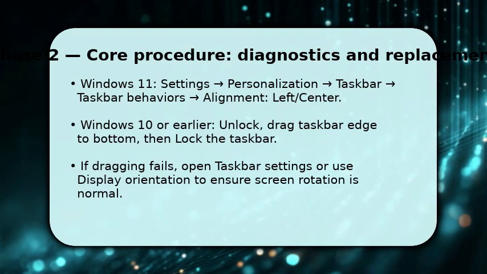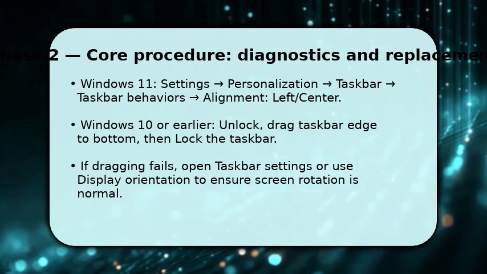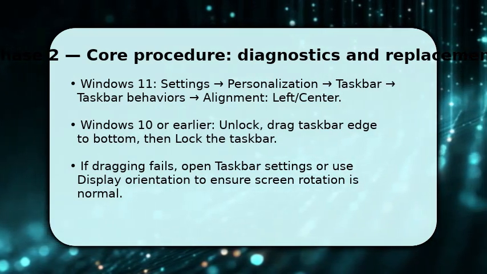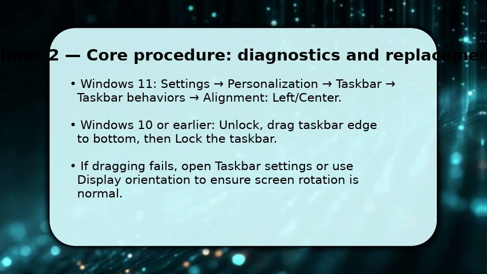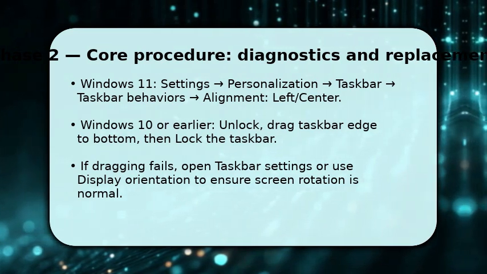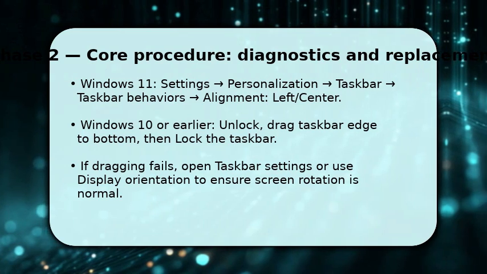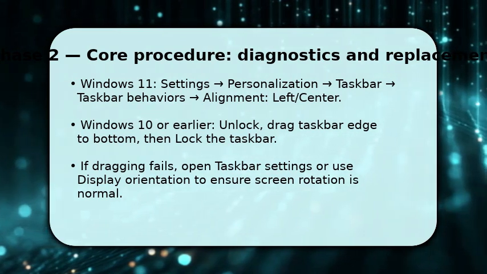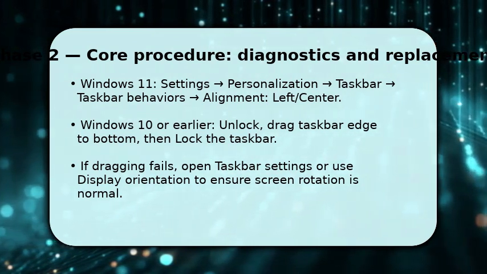You now move the bar to the bottom. On Windows 11, go to Settings > Personalization > Taskbar Behaviors, and choose Alignment. Alignment left places icons to the left while center keeps centered icons but still bottom positioned.